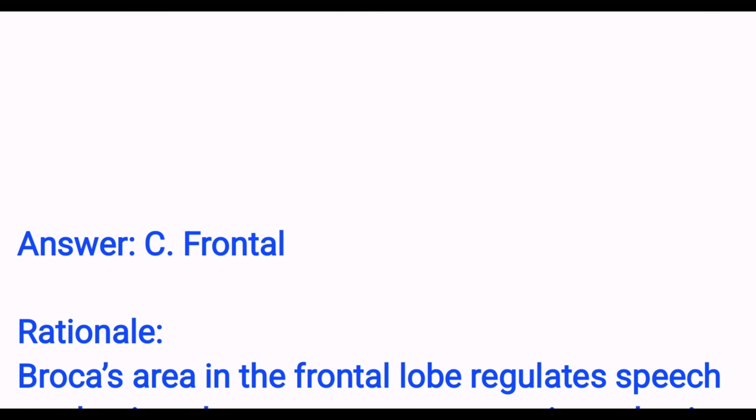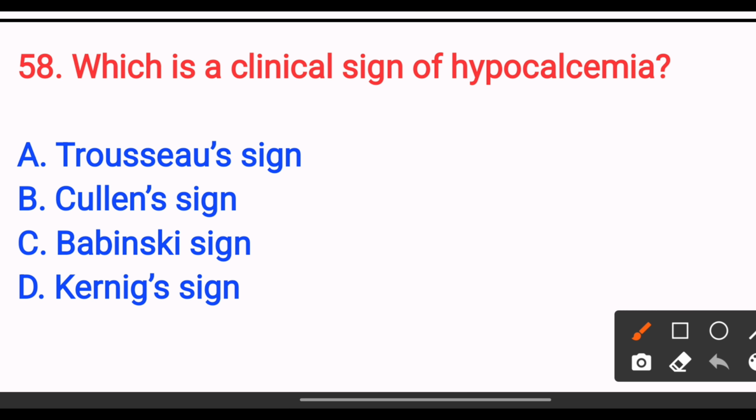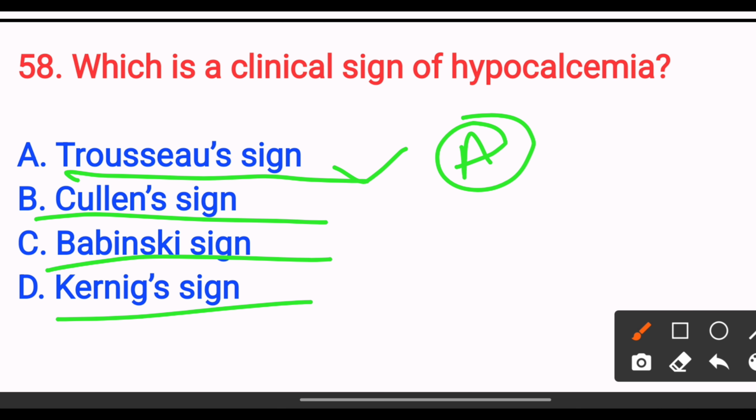Next, which is the clinical sign of hypocalcemia? Option A, Trousseau sign. Option B, Cullen sign. Option C, Babinski sign. Option D, Kernig sign. The answer is option A, Trousseau sign, because carpal spasm induced by the BP cuff inflation indicates neuromuscular irritability due to hypocalcemia. So the answer is option A.